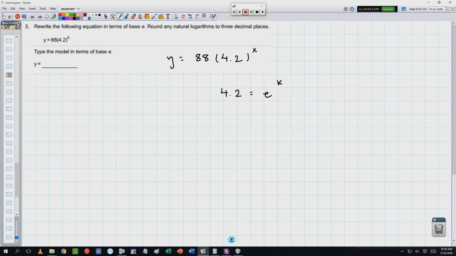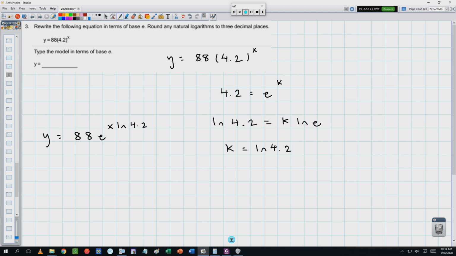So I'll take the natural log of the two sides just so I can pull the power k out. So k is going to be the natural log of 4.2. Now I can't do that without a calculator. So here's what I can give you, Mr. Problem. I can tell you that y is equal to 88 e to the x times the natural log of 4.2.